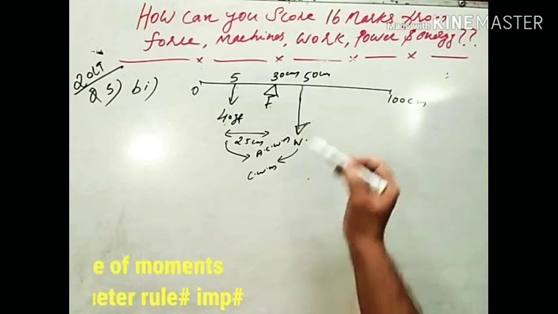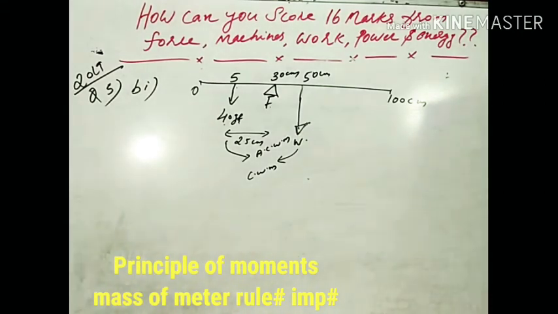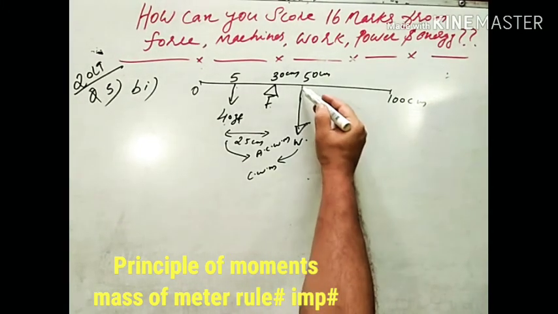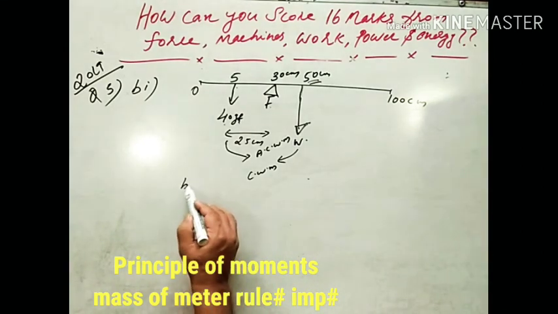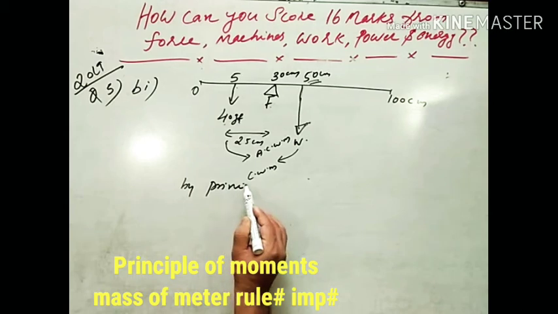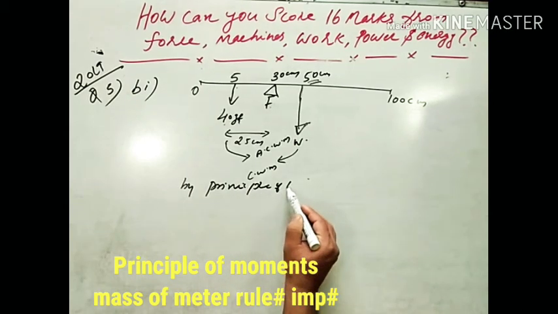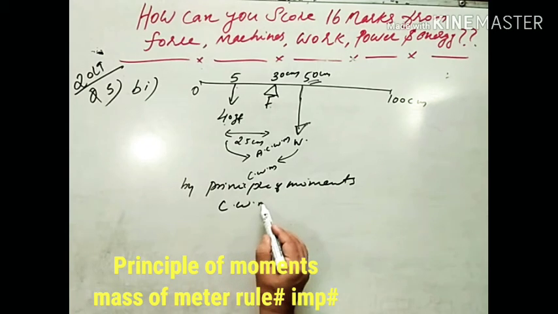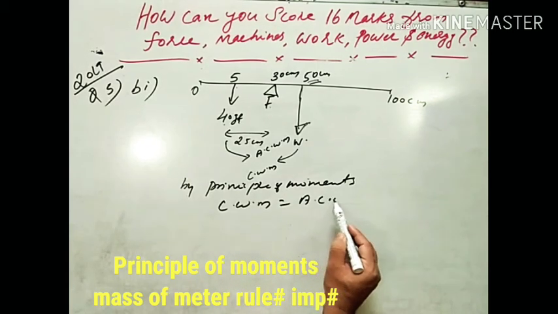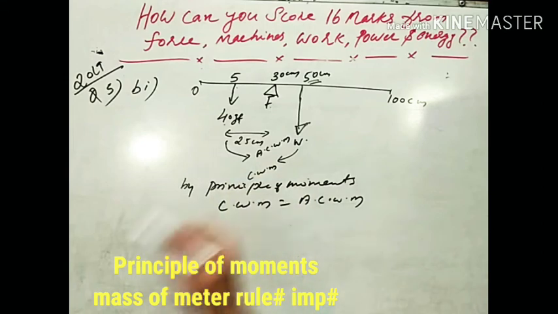Calculating the weight of the meter scale is an important question. So what is the weight of the meter scale? Weight will always act at the center, at the 50 centimeter mark, right? So by the principle of moments, clockwise moment is equal to anti-clockwise moment. Alright? So the diagram is clear.